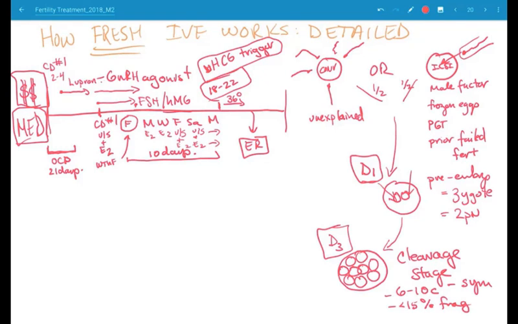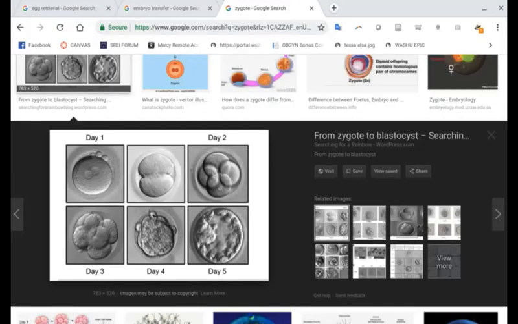At this point the embryo is still relying on the maternal genome. It hasn't activated its own genome. But at this point, you have a better sense of which of those zygotes are growing appropriately. Because if they're hitting these marks, 6 to 10 cells, symmetric cells, and less than 15% fragmentation of the cytoplasm, those are features that are more favorable for implantation.